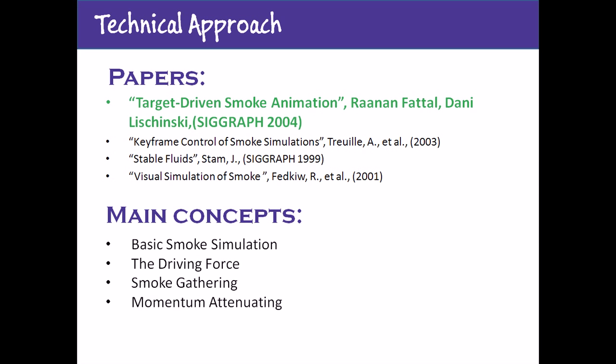We add driving force to carry our smoke from one state to another, gathering term to counteract numerical dissipation that causes smoke to diffuse, and the momentum attenuation to limit the accumulation of the momentum in the system. In this way, we are able to drive the smoke from one status to another.